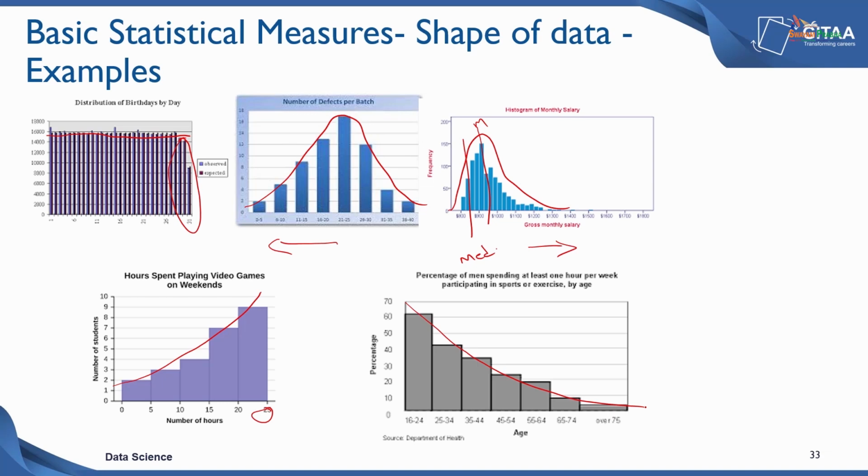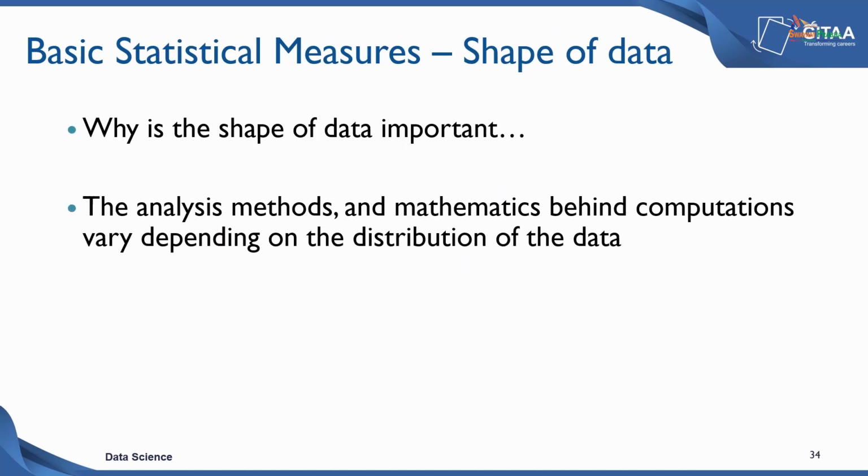So it's not sufficient for us to understand just the mean and the dispersion in terms of standard deviation, etc. It's also important for us to understand the shape, in terms of how the distribution looks. Now, why is this important? A lot of analysis methods and models used in data science, and the mathematics behind these computations, make assumptions about the distribution of data.